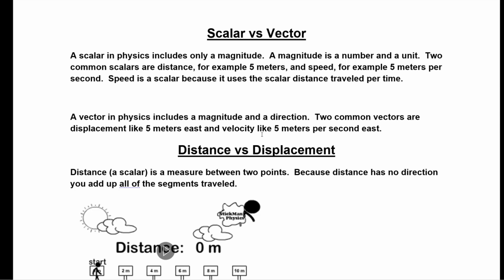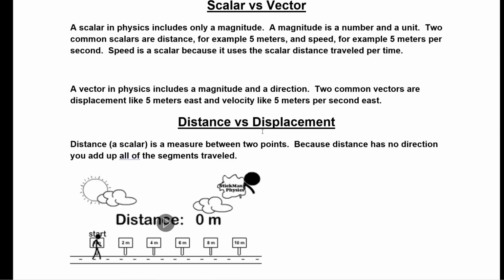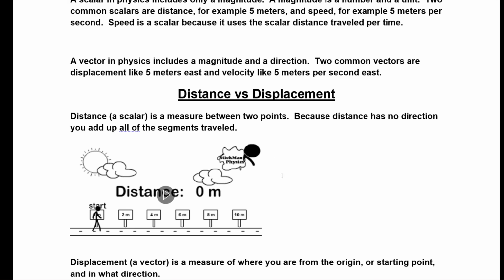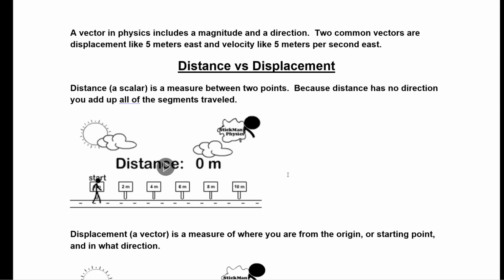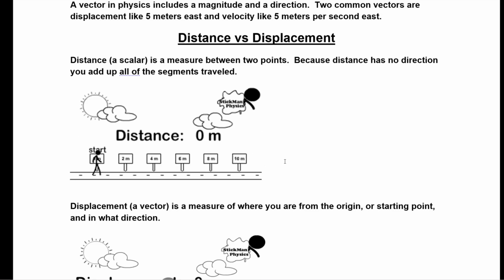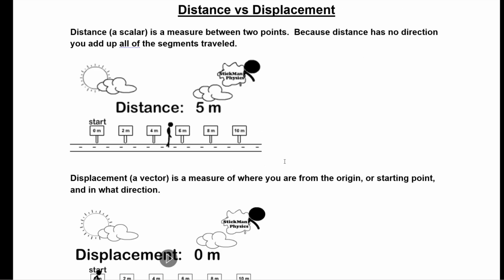All right, so what is distance? Distance, the scalar, like we just said, is a measure between 2 points. Distance has no direction. We add it all up, right? So here we go. We got the guy walking. We just add up everything that he walks. He walks 6 out. He walks back the 4. Therefore, he walked a total of 10 meters.